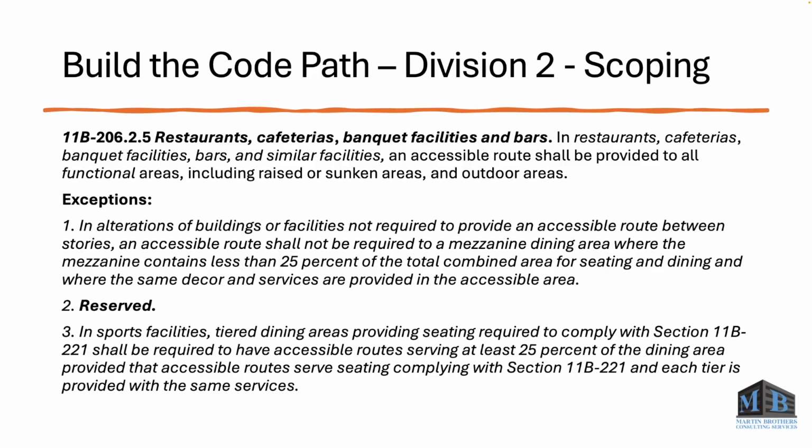Exception 3. Sports facilities, tiered dining areas providing seating required to comply with 11B 221 shall be required to have accessible routes serving at least 25% of the dining area, provided that accessible routes serving seating complying with 11B 221 in each tier is provided with the same services. So it's kind of a dispersal thing, kind of, sort of.